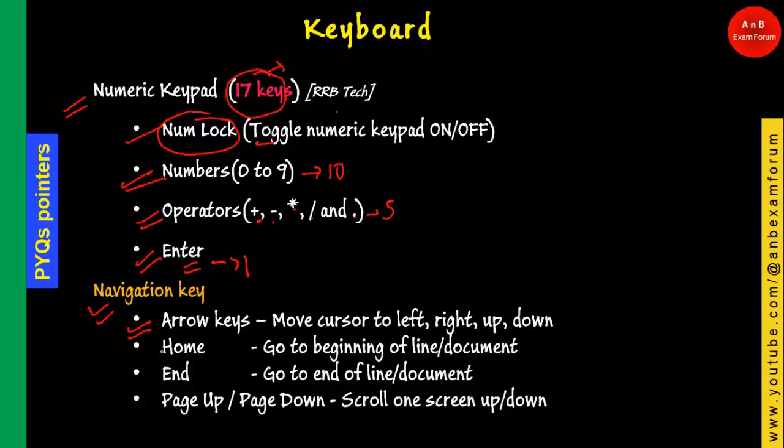Then you have home. Home, as you know, is used to bring the cursor to the beginning of the line or the document, and end is used to make the cursor go to the end of the line or the document. Page up and page down are generally used to move one screen up and one screen down.